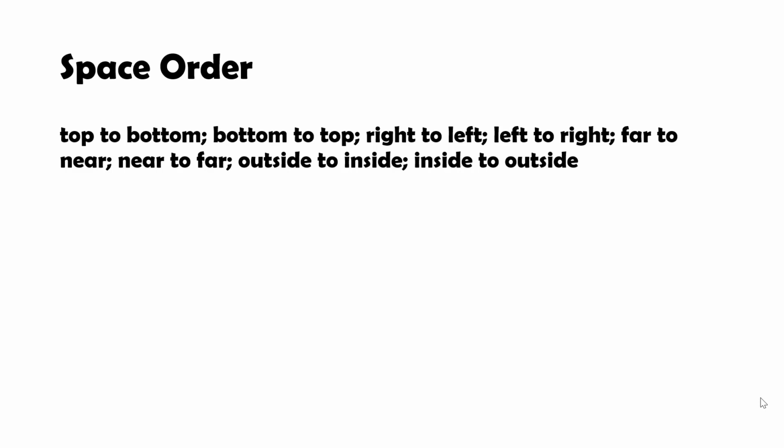There are some possibilities to write the order of the space you talk about. For example, from top to bottom, from bottom to top, from right to left, from left to right, from far to near, near to far, outside to inside, or inside to outside.